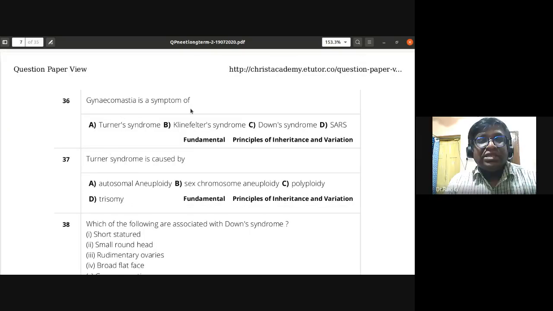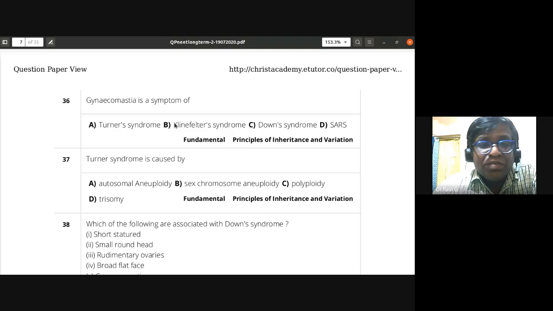Gynecomastia is a symptom of Klinefelter syndrome. So enlargement of breast is seen in Klinefelter syndrome, where they have 44 autosomes plus XXY. So the allosome will be one number more. So 47 chromosomes they have, of which 44 are autosomes, and the allosomes or sex chromosomes are XXY. So Klinefelter syndrome exhibits gynecomastia, that is enlargement of breast.